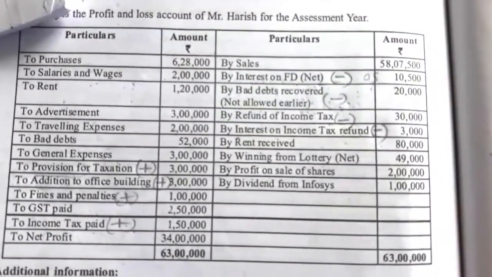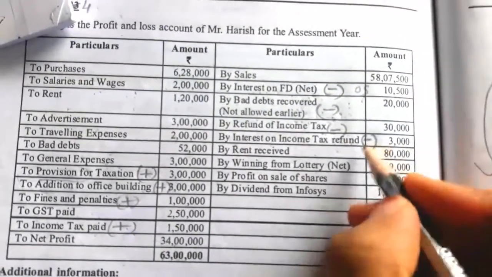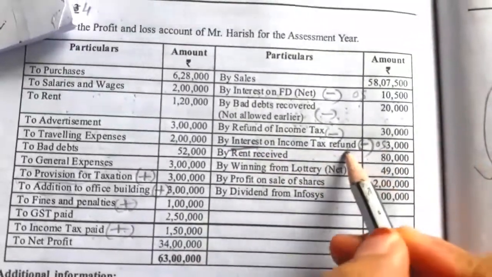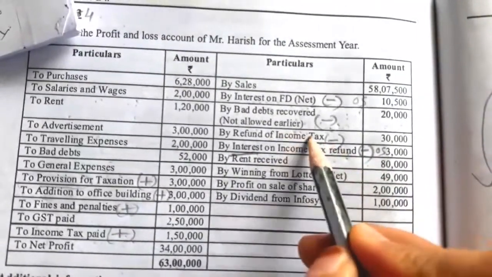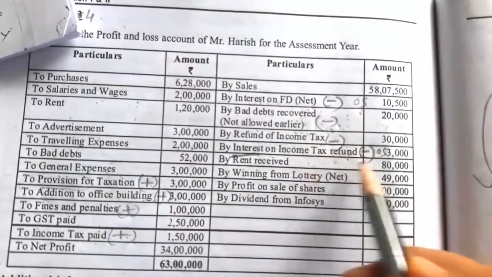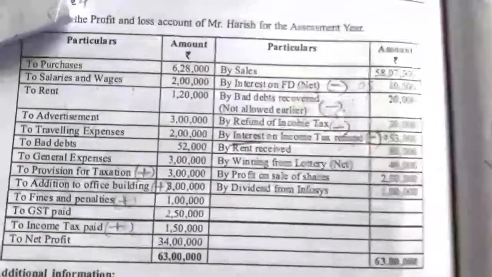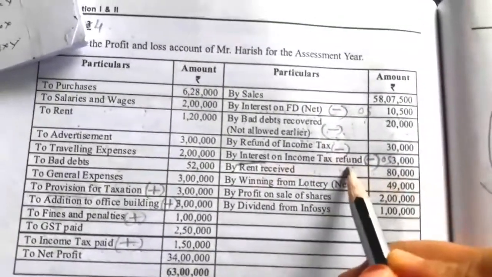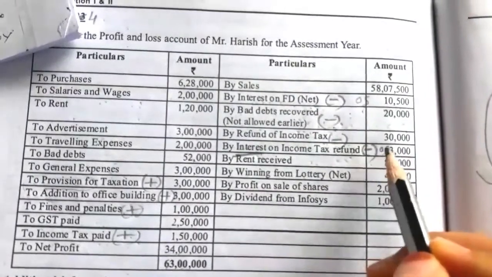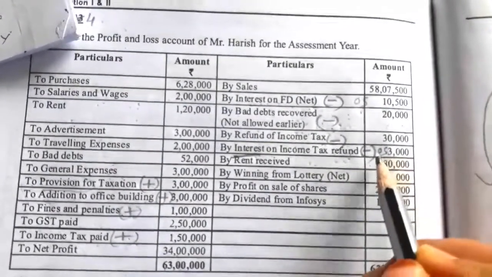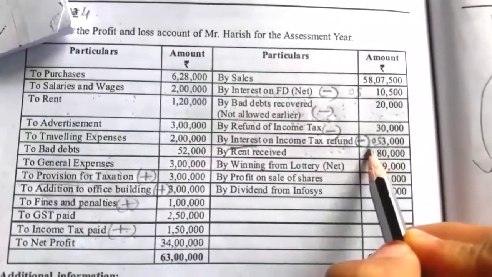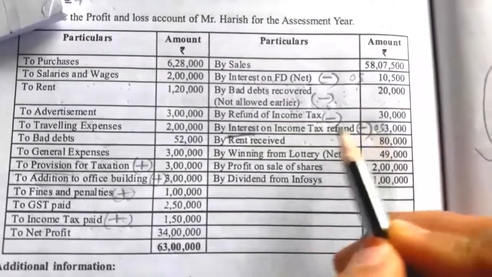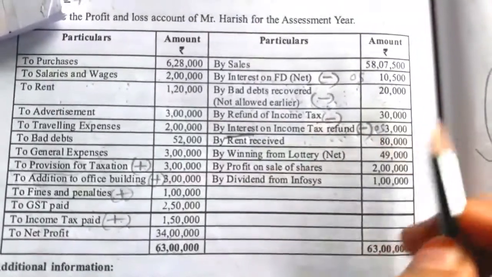Again, interest on income tax refund is taken as other source income. It is interest income he is receiving from another source, because the income tax refund he received, he invested that amount somewhere else and received interest income on that refund. So that is the income he is receiving from other sources. So it should be taxed under section 56, income from other sources, while computing the gross total income. So interest on income tax refund we have to take two times.